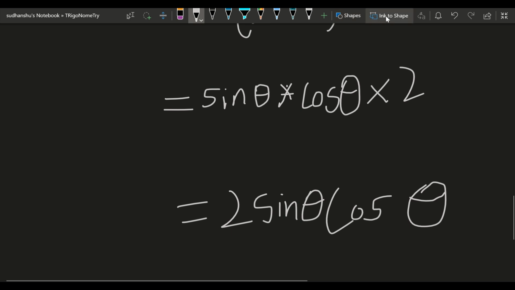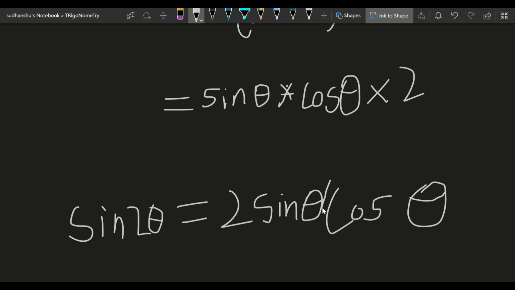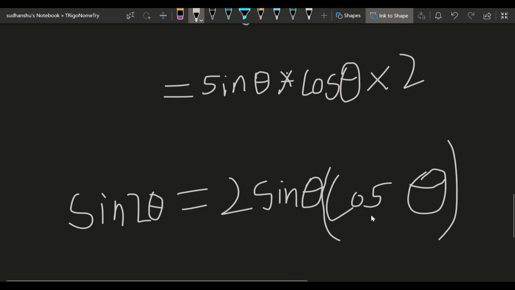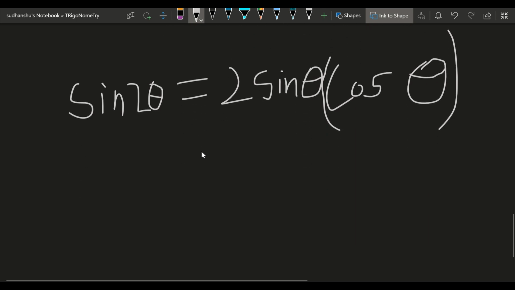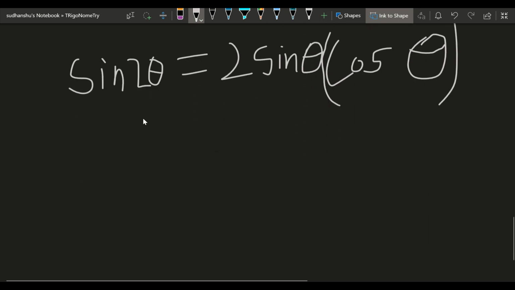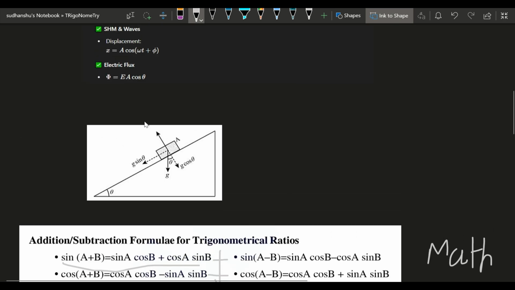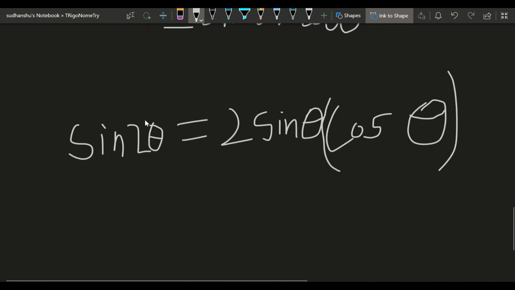So now this becomes very easy, right? Because the value of sin 2 theta is 2 sin theta cos theta. So this again becomes very easy. Just pardon my writing here, but this actually becomes very easy. And the same thing you can do for cos.